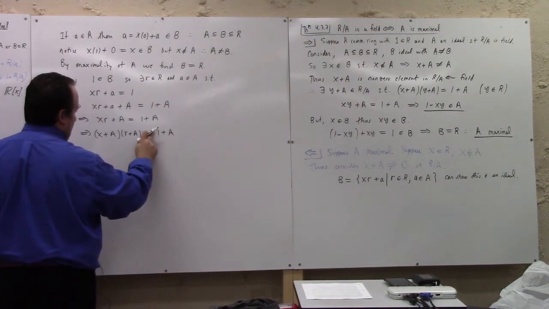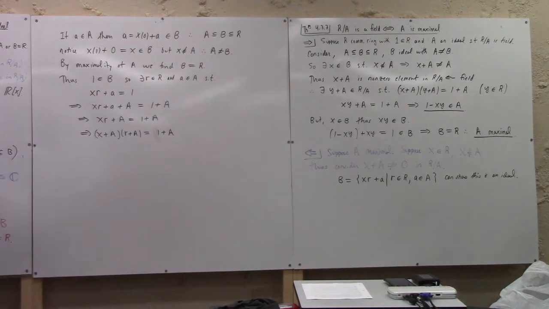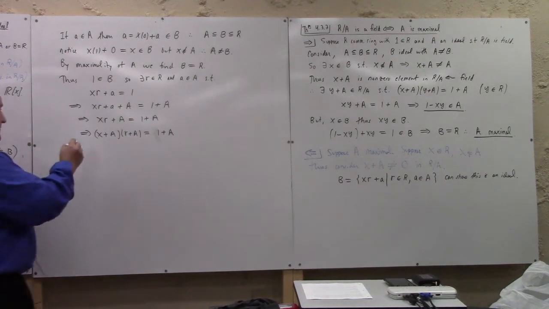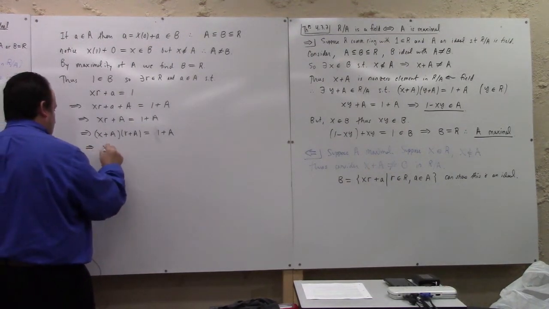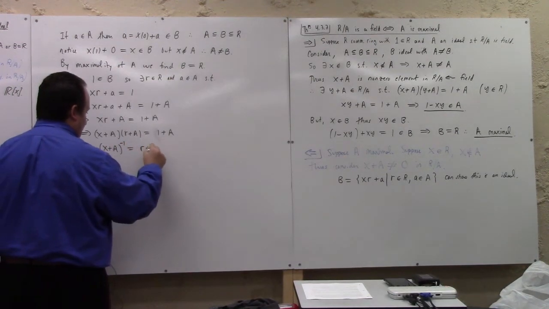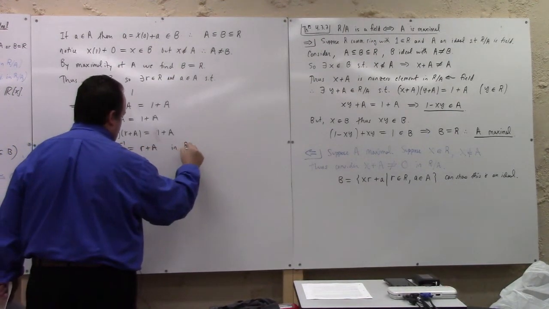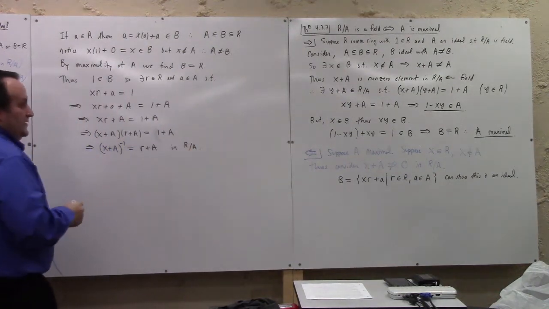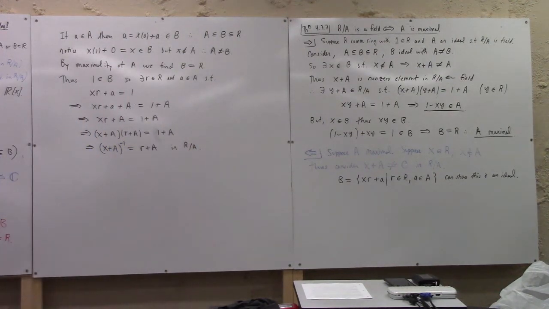What's that say? What did we start with? We started with a non-zero element of the factor ring, right? So this implies that X plus A, the multiplicative inverse of it, is equal to R plus A in the factor ring. So we just showed that a completely arbitrary non-zero element of the factor ring has a multiplicative inverse. That follows from maximality. That's what we've shown.